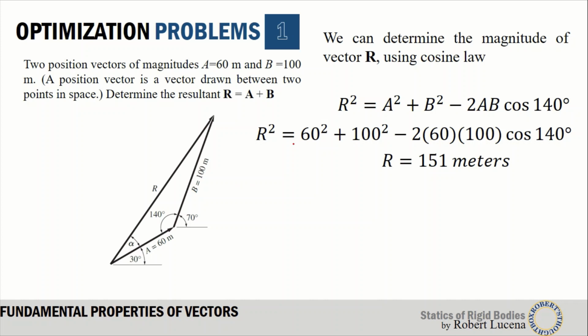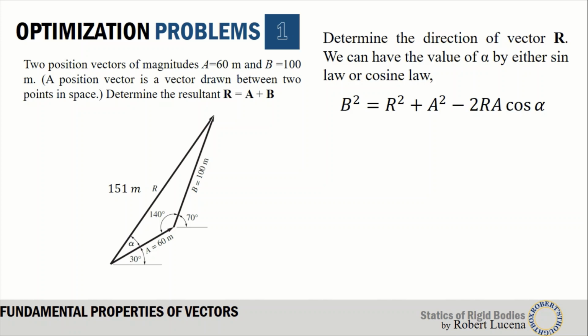We have the equation R squared equals 60 squared plus 100 squared minus 2 times 60 times 100 times cosine 140, and the values substituted here. Pressing that on your calculator yields the answer of R, which is equal to 151 meters. And that is the magnitude of R. We only have the magnitude. We're still looking for the direction in order to define vector R.